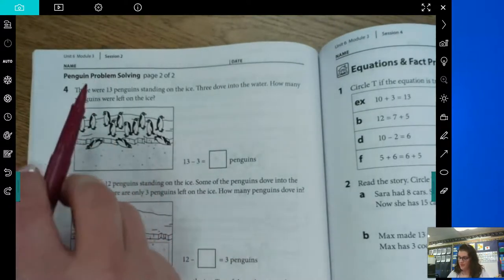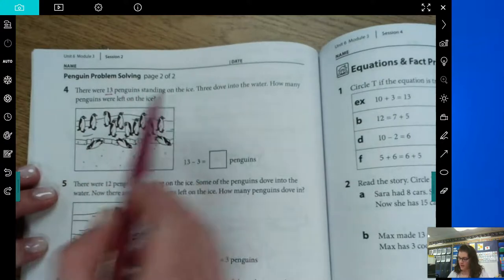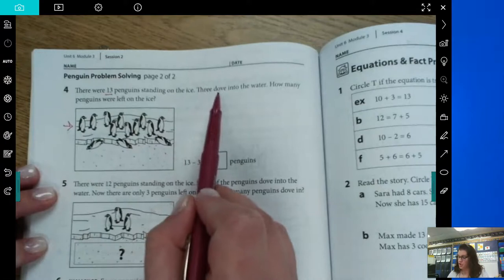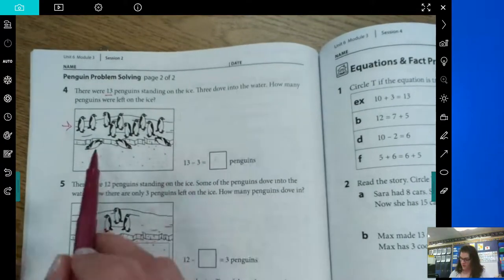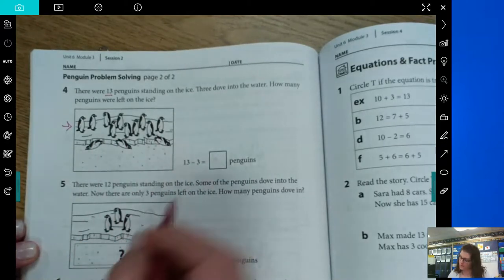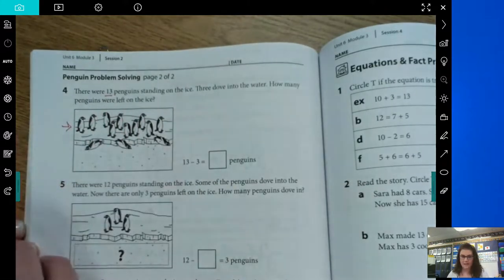Number 4 says, there were 13 penguins standing on the ice. So here's our 13 on the ice. 3 dove into the water. Dove means they jumped into the water. So there's our 3. 1, 2, 3. They're jumping off the ice. They're going for a swim. How many penguins were left on the ice?